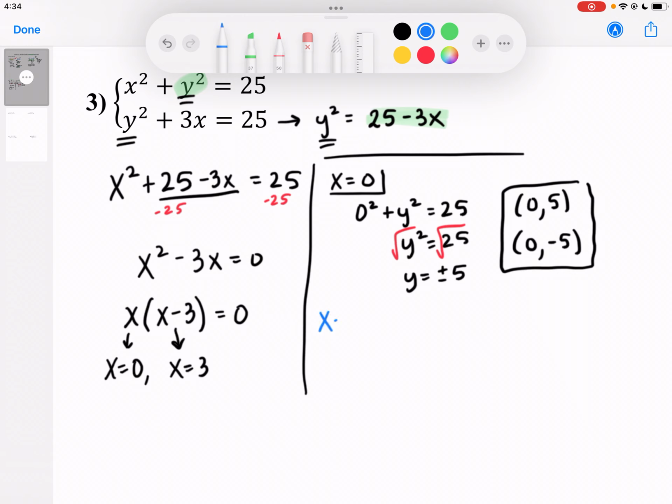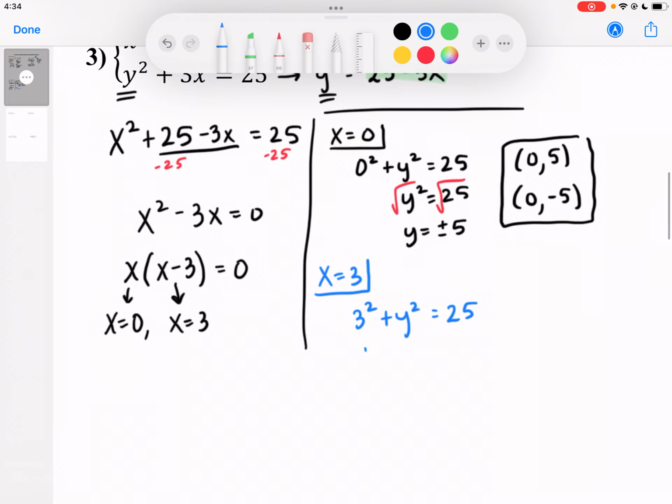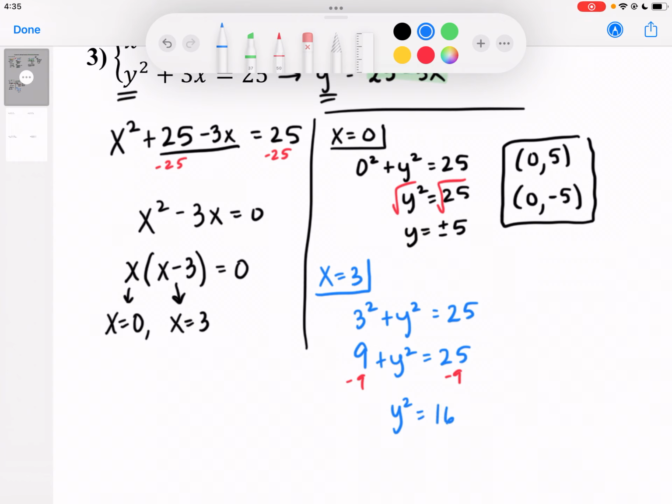Then we're going to do x equals 3 and find those solutions. So we've got 3 squared plus y squared equals 25. So 3 squared is 9. Subtract that 9 from both sides. So y squared equals 16. And then I'll take that square root and you get y is positive or negative 4. So we have 2 more solutions. We got (3, 4) and (3, negative 4).